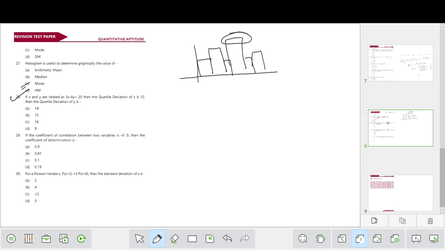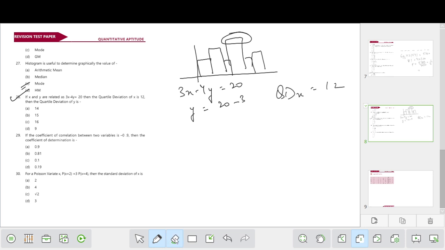X and Y are related as 3x minus 4y is equals to 20. Then quartile deviation is 12 for X. For quartile deviation of y we have to calculate. So QDx is equals to 12. Equation is 3x minus 4y is equals to 20. So let's convert it into y.